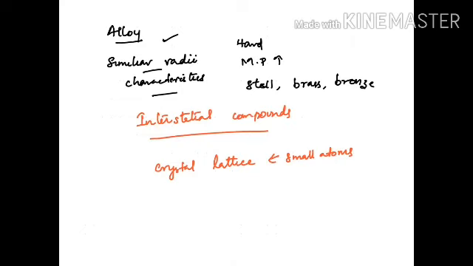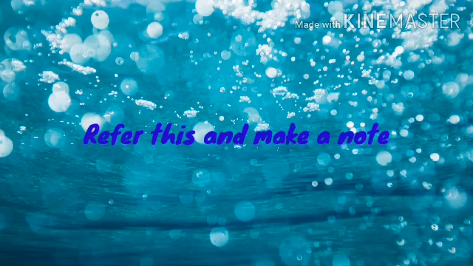Transition elements can form interstitial compounds also because they have smaller atomic sizes. So they can easily occupy the voids or the empty spaces in the crystal lattice. So they can form the interstitial compounds.